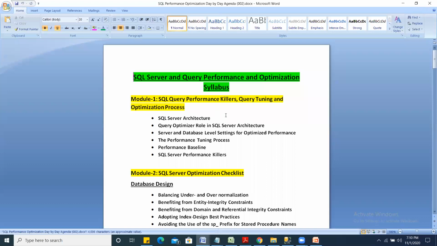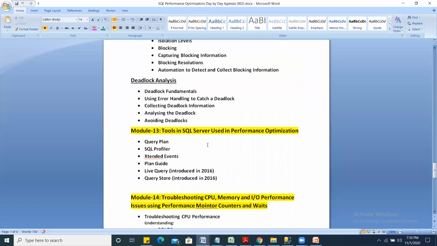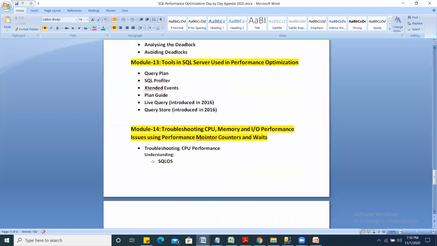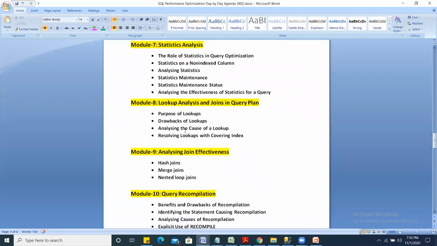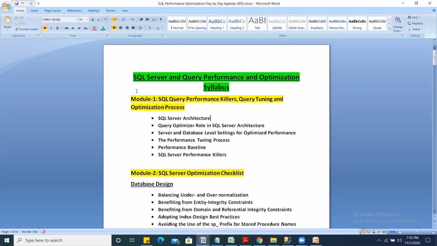So my screen is visible to all, right? Okay, that's fine. This entire syllabus is divided into multiple modules. I believe it is divided into 13 or 14 modules. Now, let us have just a glimpse of the topics that we are going to cover.